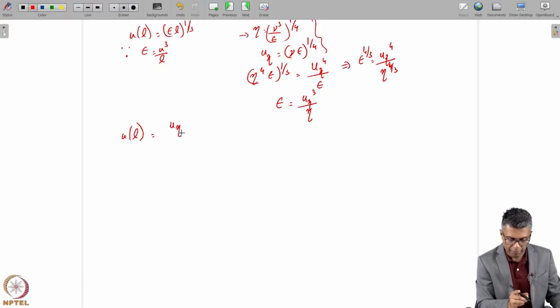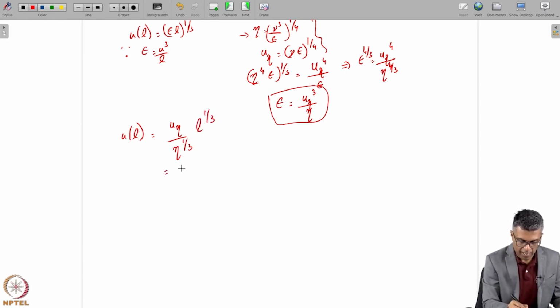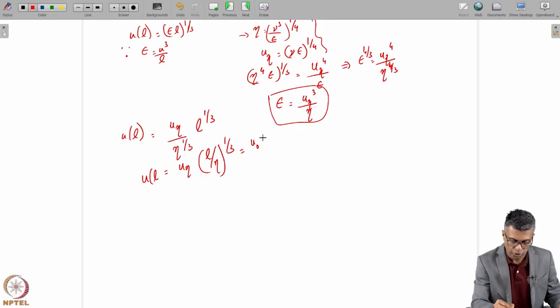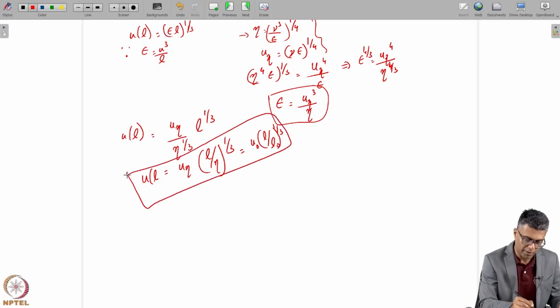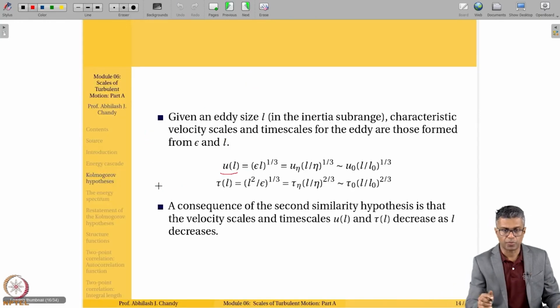Now notice what I'm doing. I'm going to write epsilon in terms of this. So U_eta times (L over eta) to the 1/3. So that means I'll have U of L equal to U_eta (L over eta) to the 1/3, isn't it? Which I can also write, by similarity, as equal to U0 (L over L0) to the 1/3. This is how I get this equation. This is the equation that you see here.